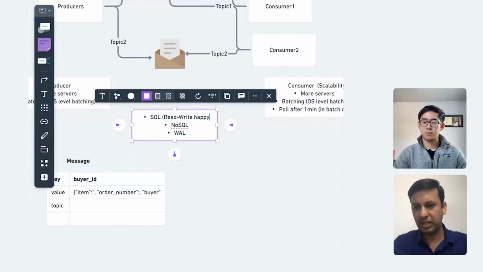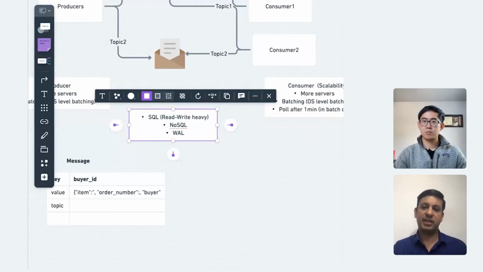So for a SQL based solution, if you see the number of messages that are produced, it's almost similar to the number of messages that are consumed. There can be more or less here and there, but it is a read and write heavy system, both. Most systems are really read heavy, where we are reading a lot of data, but here there are a lot of writes going on. In these kinds of situations, SQL doesn't really work as well as other solutions that we have.